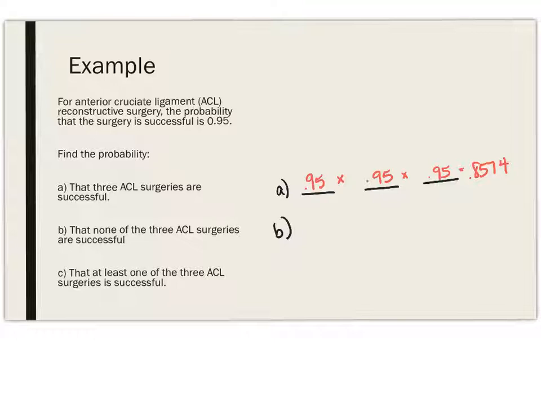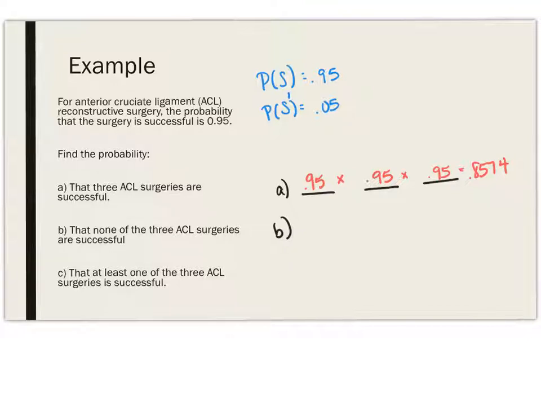The next question says, what's the probability that none of the 3 are successful? Now we're talking about none. We know the probability of success, P of S, is equal to 0.95. Let's talk about the probability of failure. The probability of failure is the complement, 1 minus 0.95, which is 0.05. Let's write this in complement notation, S prime, 0.05.